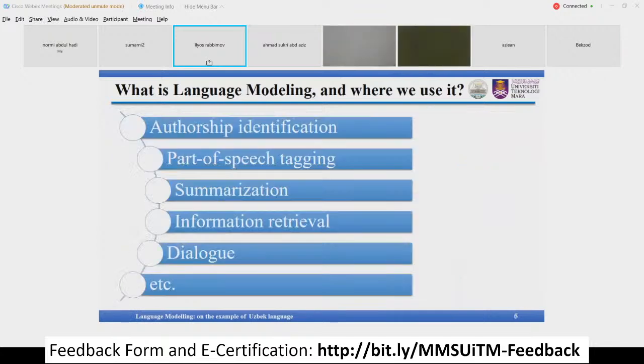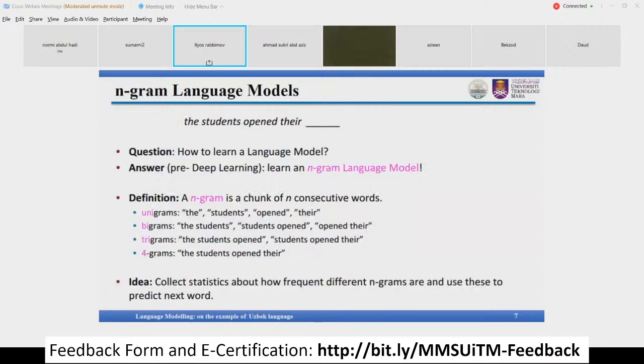Also, in natural language processing, many tasks use language modeling. For example, authorship identification, part of speech tagging, summarization, information retrieval, text classification, sentiment analysis, opinion classification, question answering systems, etc.